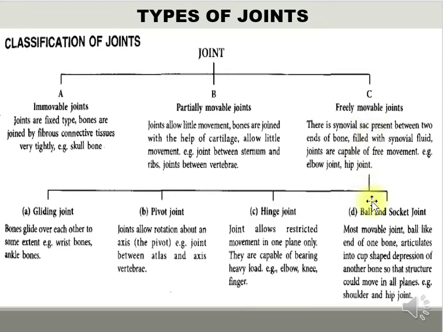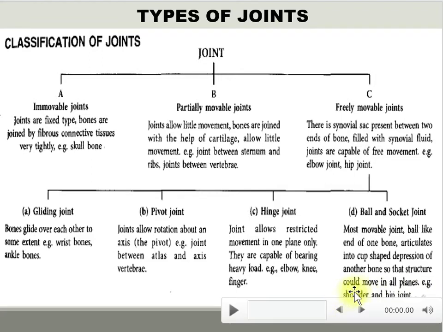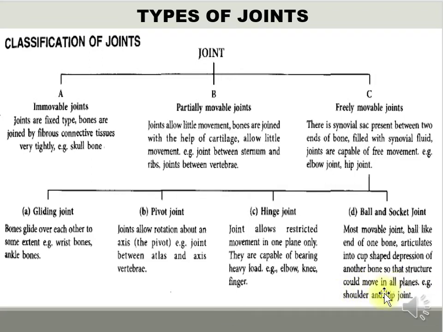Now, these freely movable joints are divided into four categories: ball and socket joint, hinge joint, pivot joint, and gliding joint. What is a ball and socket joint? In this joint, there are two bones. One bone has a ball-like end which fits into the cup-shaped depression of another bone, so that they move. Both bones can move in all planes, so the joint shows movement at 360 degrees.